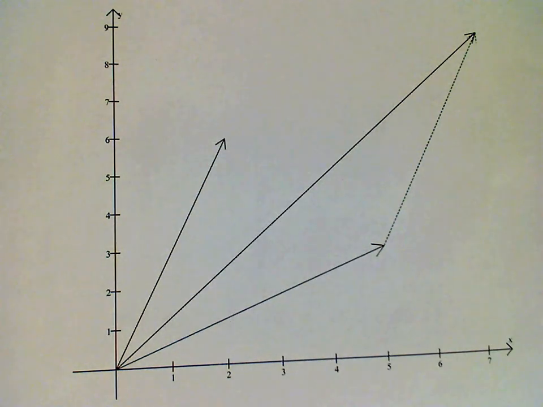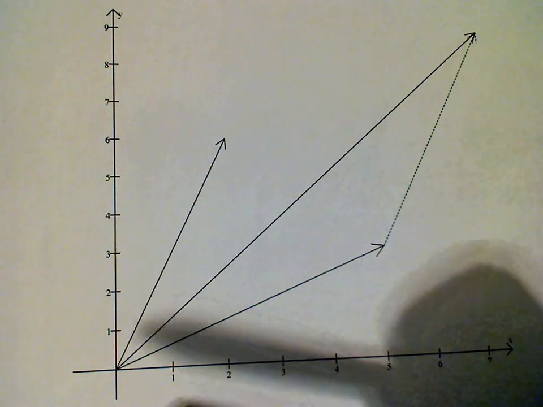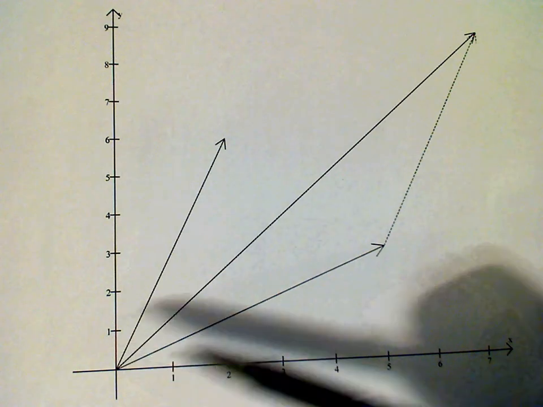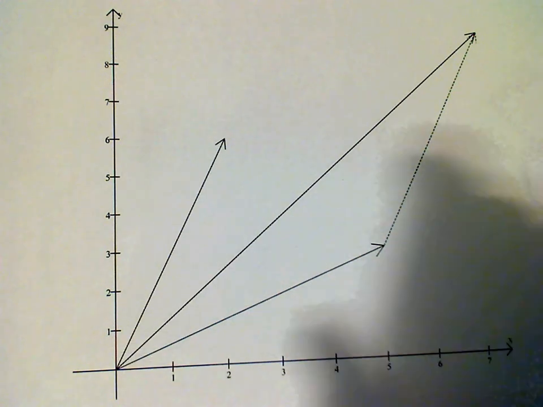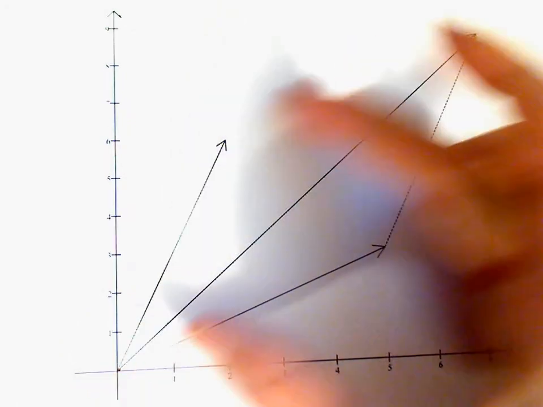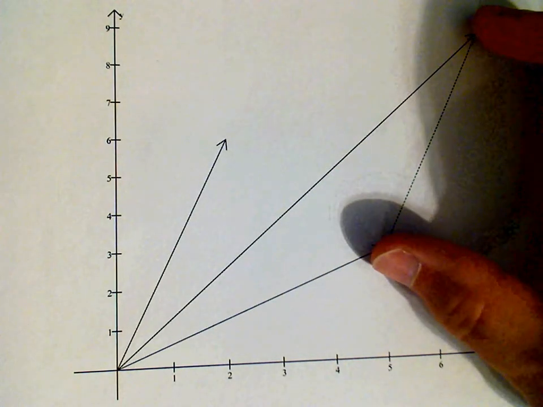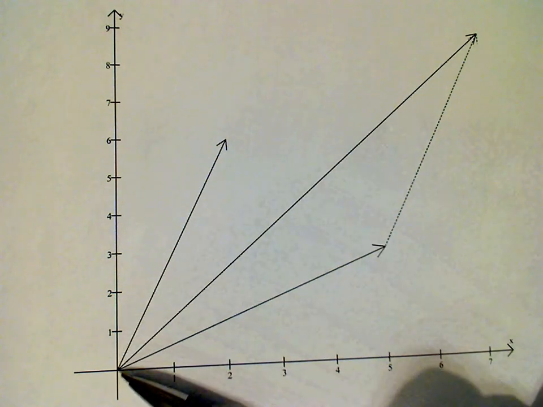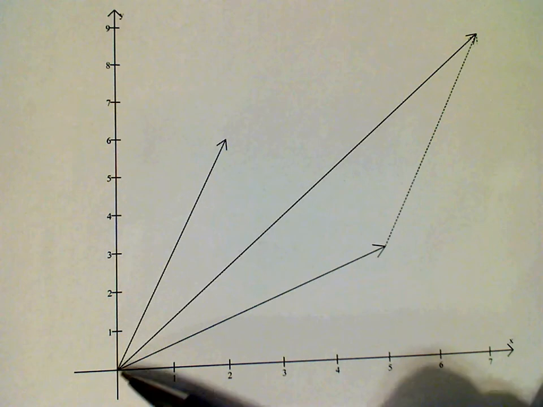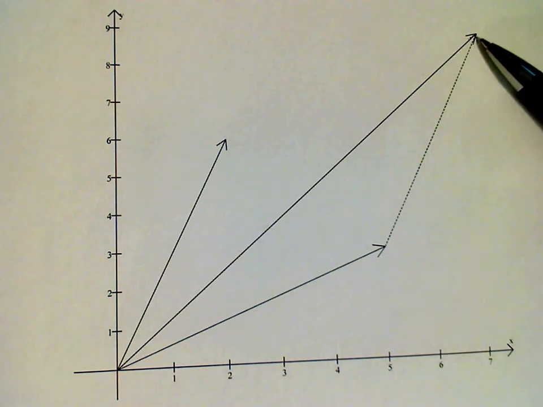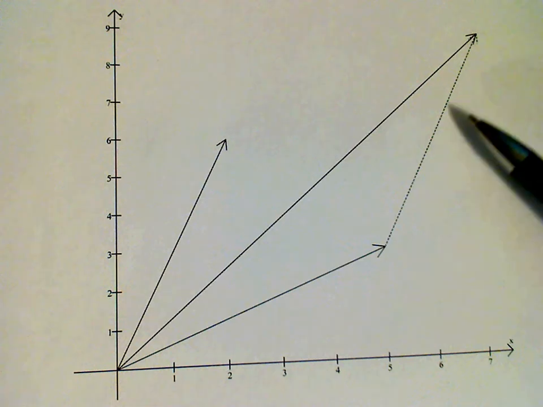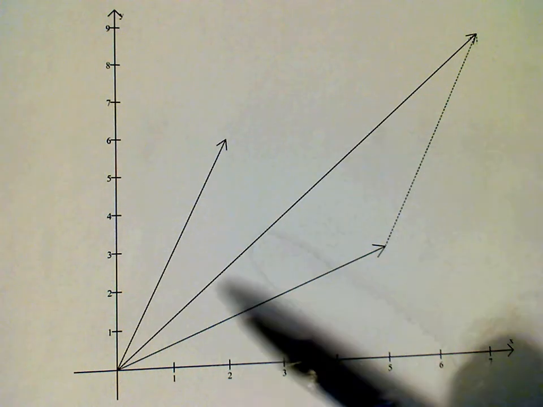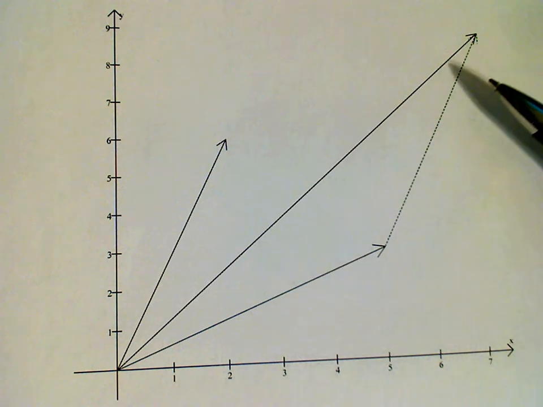There's 2 plus j6. So now the rule says place the tail of the second phasor at the tip of the first phasor. So basically what we're doing is we're transferring this phasor up to here. And then the sum phasor is from the tail of the first phasor to the tip of the second phasor after having been translated. So this dotted line here is the translated phasor, and then this long diagonal line, that is the sum phasor.